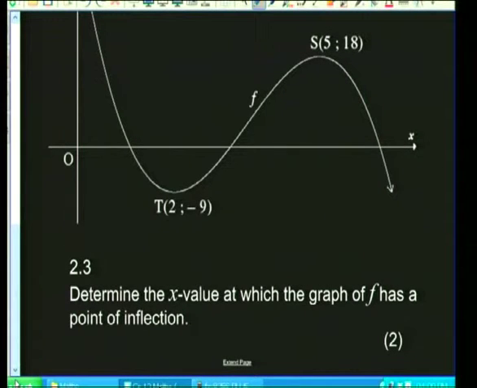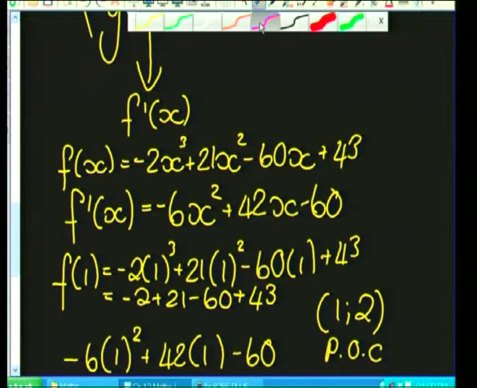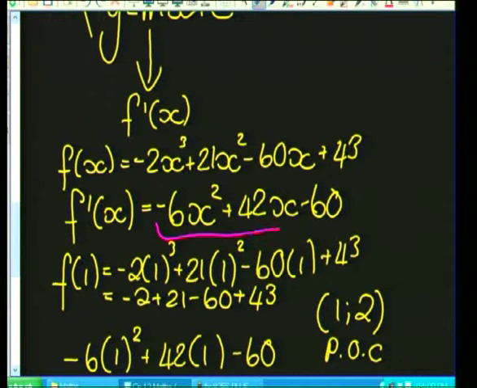The last question they're asking us to look at of this particular function is the point of inflection. Now, we've already had a quick look at that. Point of inflection is a case of finding your second derivative and making your second derivative equal to 0. Okay, first derivative, let's go back for 1 second and just recall our first derivative, was negative 6x squared plus 42x minus 60.